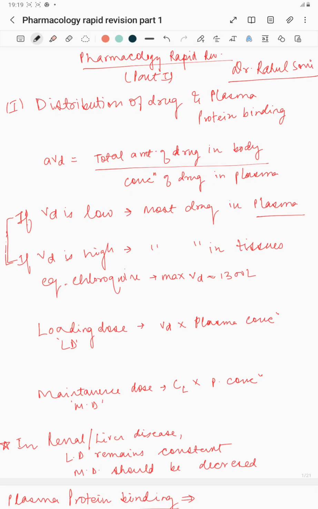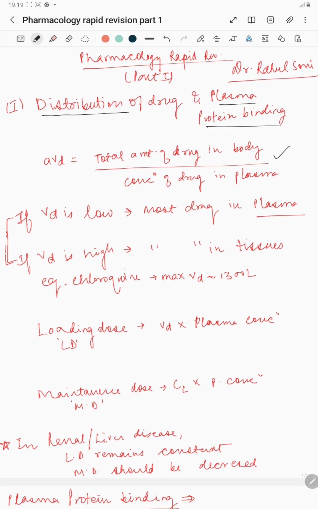So, good evening, everyone. Today, I will be discussing Pharmacology Rapid Revision Part 1. It includes General Pharmacology and Autacoids. So, let's start. First topic will be distribution of the drug and plasma protein binding.